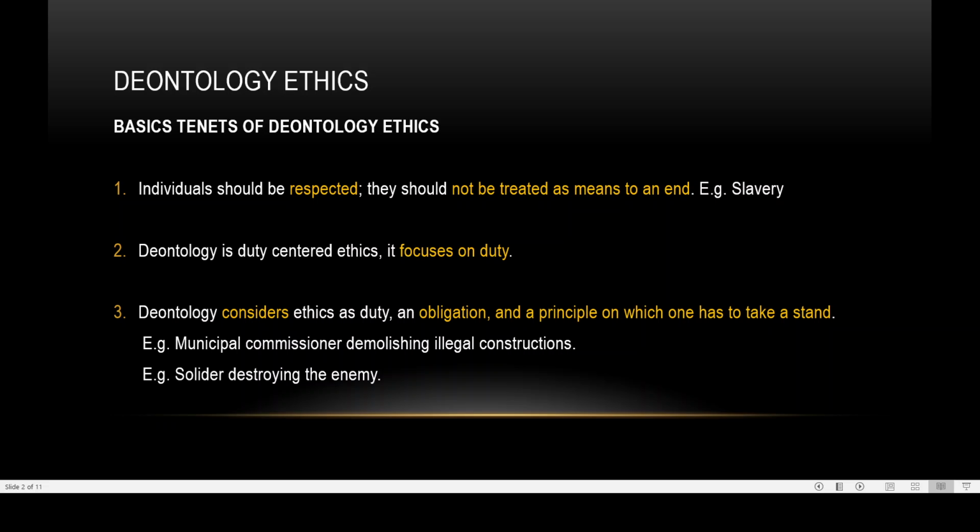You might not have seen slavery in this present generation, but in earlier generations, in the USA, India, the West, Africa, Australia, all these continents, people were exploited. They were used for menial jobs. So what does deontology say? Every individual has to be respected and no human being can be treated as a means to an end. And second, it is focused on duties. It is duty-centric ethics.